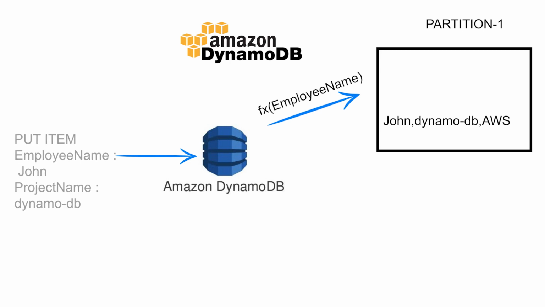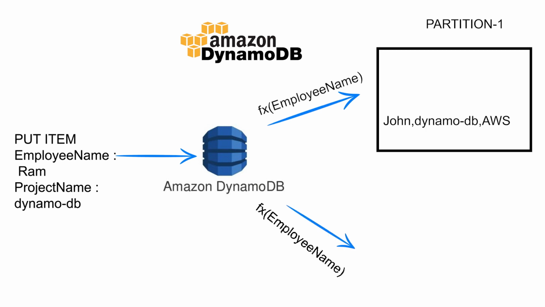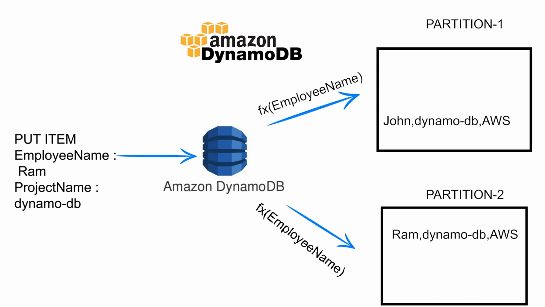Now if we try to insert another item with employee name as Ram and project name as DynamoDB, hash code will be calculated based on the employee name and we will insert that item into partition 2. Now if we try to insert another item with John and AWS Lambda, accordingly partition 1 would be decided based on the partition key, that is the employee name, and hence we can see John AWS Lambda is also inserted. The items in partition 1 are inserted in sorted order, that is based on the range.